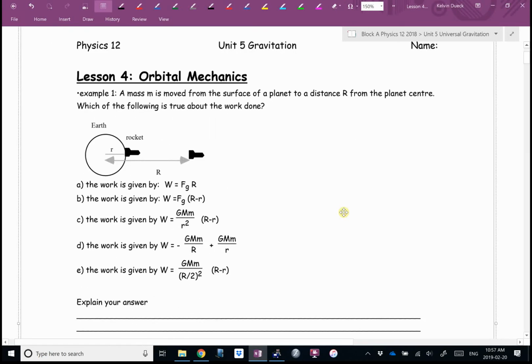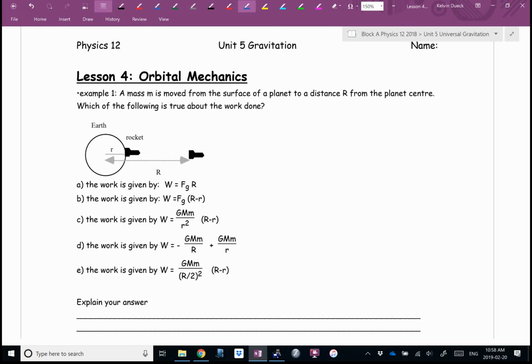First of all, suppose a mass little m, let's make it a rocket, is moved from the surface of a planet to a distance big R from the planet's center. Which of the following is true about the work done? First question, does this question mention the word orbit at all?